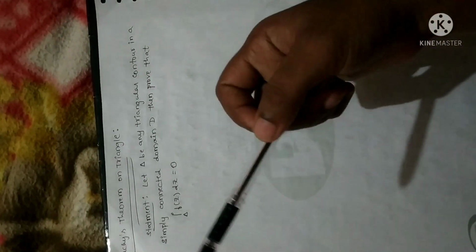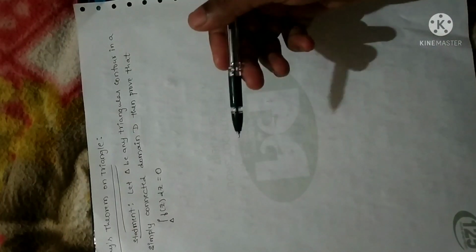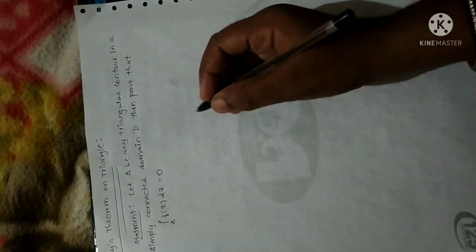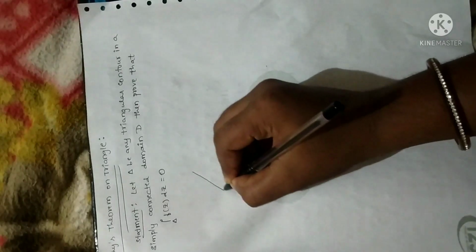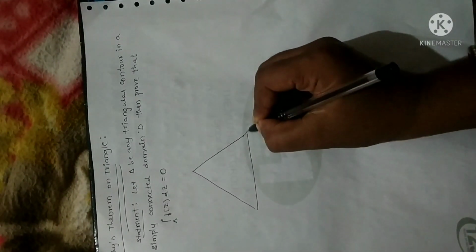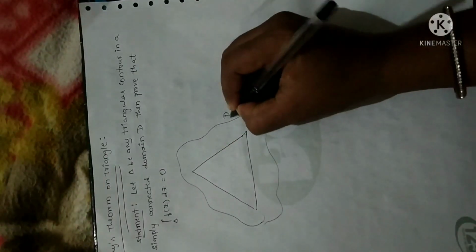Fine. So I am going to simplify the steps only, but the remaining theory part I will be telling manually. Anyhow, I will send you the notes, but I am not going to write all the wordings here. I will just do the calculation. Now, given that delta is any triangular contour, let me consider one triangle in a region, domain D.